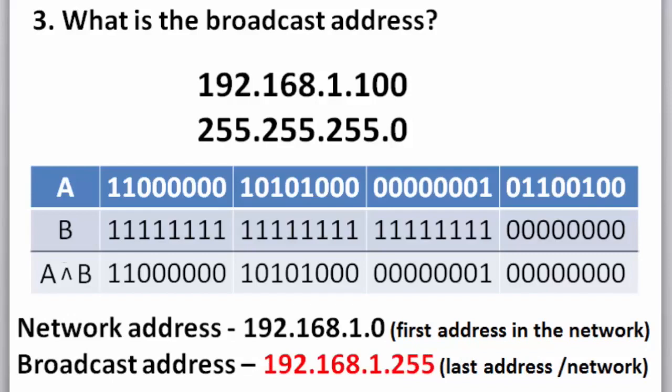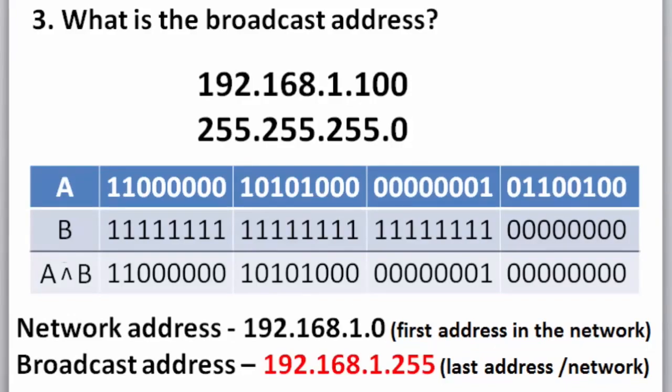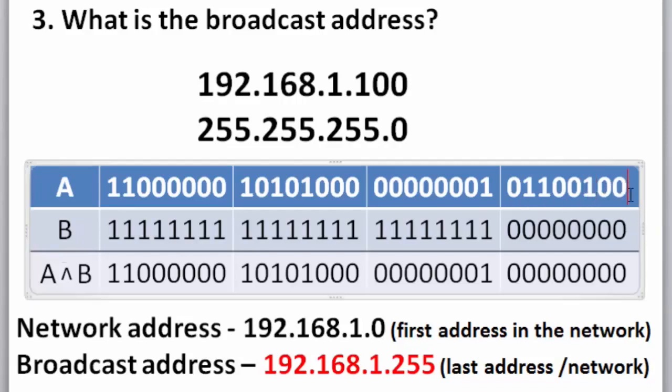192.168.1.255. Let's plug the 192.168.1.255 broadcast address into our table and do the ANDing operation just to prove that it's still within the one network. If we go up here to our table, I can replace this 100 right here in this fourth octet with 255. So now you can see that the IP address is 192.168.1.255.